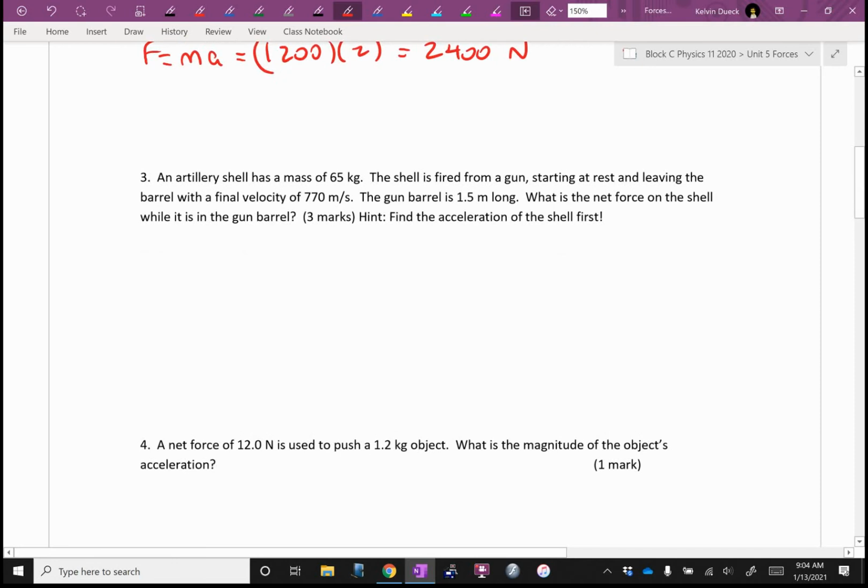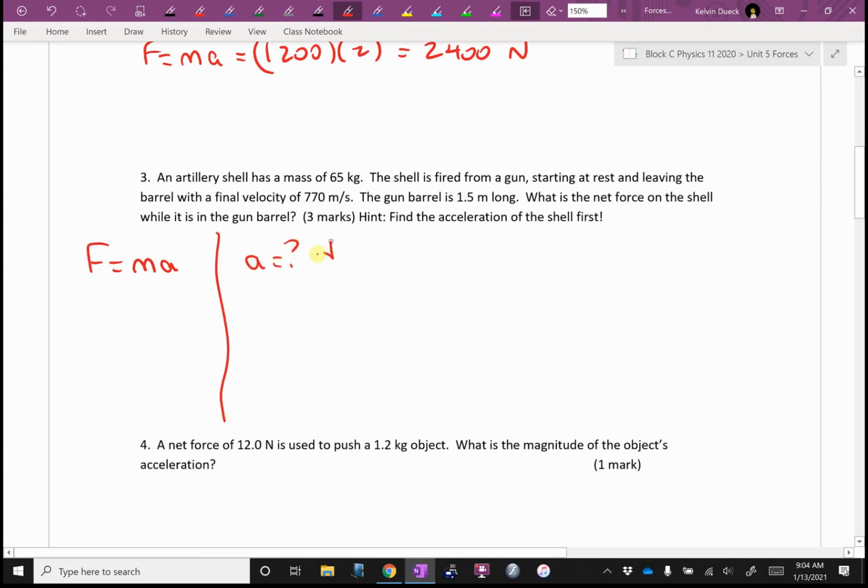Number 3, 3 marks suggests this is multi-step. It did say find the net force, so I went F equals ma, and then I read the question and I said, did they give me m? Yes. Did they give me a? No. So even though this says find the net force, you know what I'm going to spend most of my time finding? I think the acceleration. So I drew the line like this and I said, okay, a equals question mark.